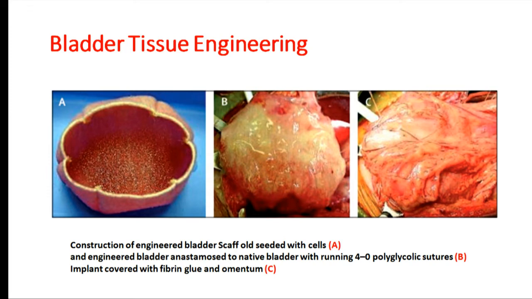And what B shows is the tissue engineered bladder anastomosed to the native bladder. It means they have connected the blood vessels and nerves together as well, by using these polyglycolic acid dissolvable sutures. And what C shows is the implant covered with fibrin glue and omentum. So they put some glue, and that holds it in place. So that's the beauty of tissue engineering. You have a scaffold, you put the cells in, the bladder is grown outside in the laboratory, and then implanted into the patients. That really helps in this area.